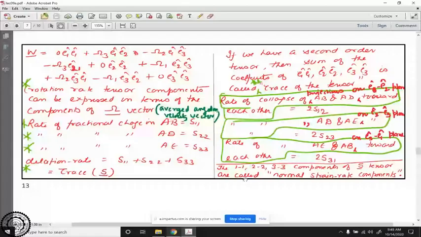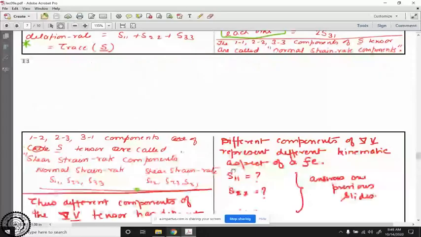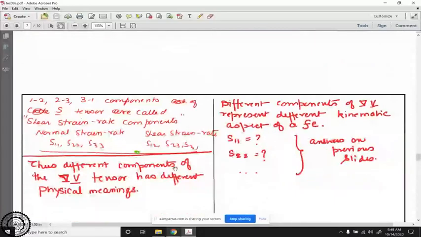Then another way of referring to these components is what we call normal and shear strain rate components. You might be hearing similar phrases in the solid mechanics course: normal strains and shear strains. Of course, there are no rates involved there because there is no change in time. Here we talk about strain rate and rotation rate. Time derivatives are involved. So 1,1, 2,2, and 3,3, sometimes they are referred to as the normal strain rate components.